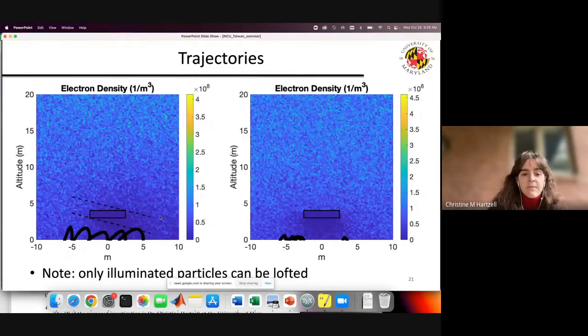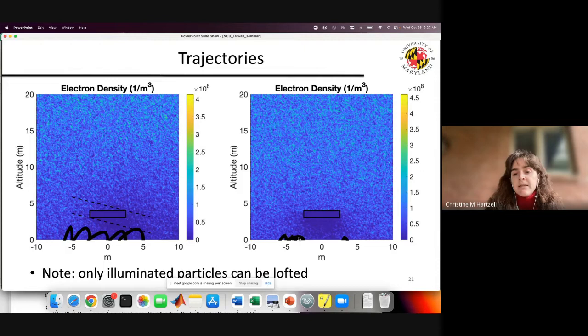Here are some particle trajectories. The dashed lines here just show you where the shadow is. This left case is the solar incidence angle of 76 degrees. And the right case is the solar incidence angle of 0 degrees. So the shadow is directly beneath the spacecraft here. And note that we only loft the particles on surfaces that are illuminated. We cannot loft particles on surfaces that are in shadow. So all of this region down here is sunlit, and we can loft particles from those locations.